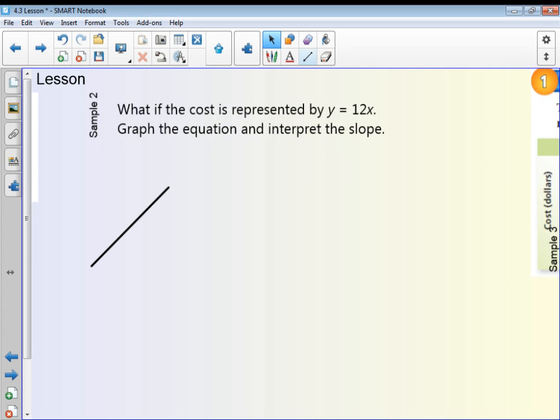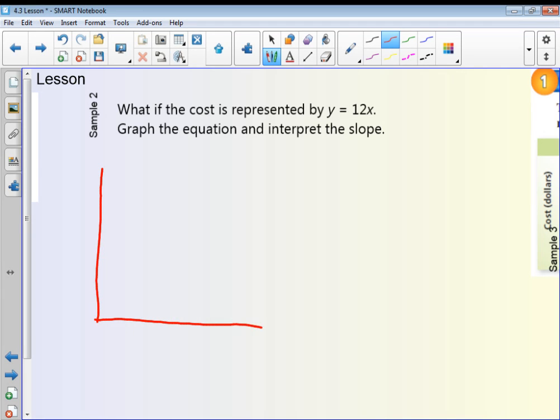It says, what if the cost is represented by y equals 12x? Graph the equation and interpret the slope. So this one, I'm not going to graph the equation because I forgot to put a graph on here, but you go ahead and graph it on your whiteboards. I'll do a rough sketch of a graph, but I'm not going to have the perfect coordinate pieces there.